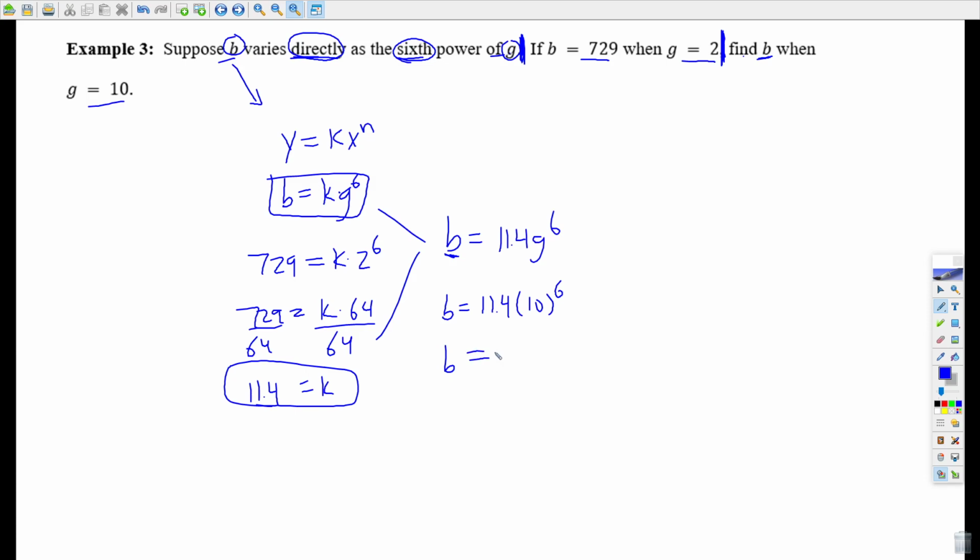So you do 10 to the 6th first, and then times by 11.4. So 10 to the 6th is 1 million. So you have 11.4 times 1 million. That's 6 zeros. And then you multiply that by 11.4. So it's just 11.4 million, or 11,400,000.